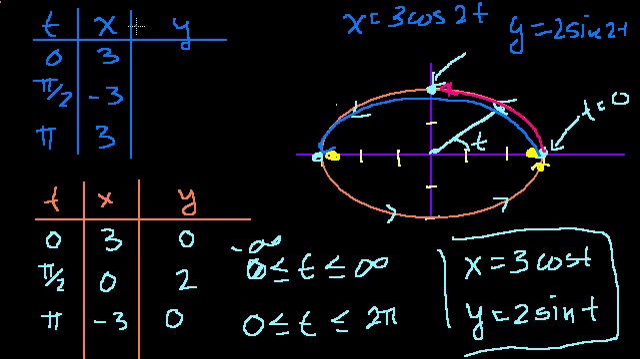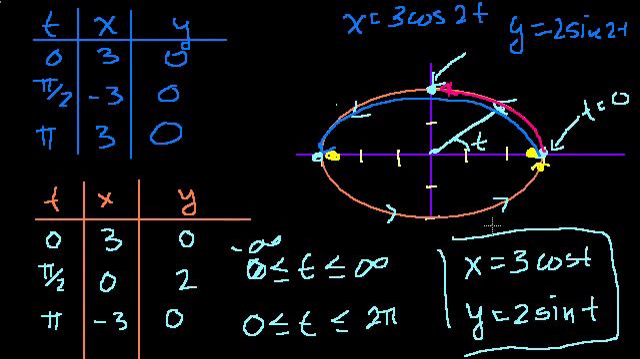And then on the y side, when t is equal to 0, sine of 2 times 0, sine of 0, is 0, times 2 is 0. At pi over 2, sine of 2 times pi over 2, that's the same thing as sine of pi. That's also 0. 0 times 2 is 0. And then at pi, sine of 2 pi, well, that's also 0. So we get a bunch of zeros. So what happened here? Let me do it in different colors.